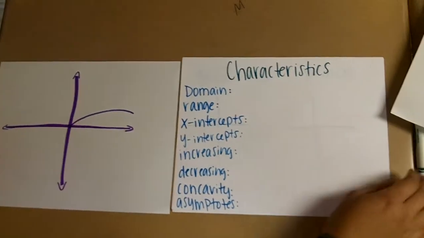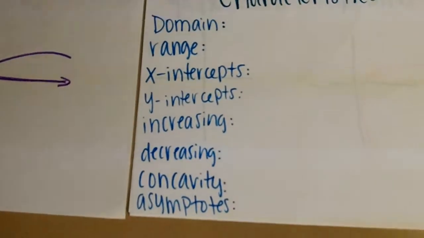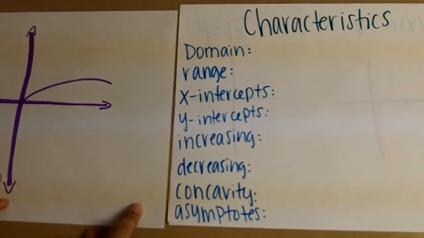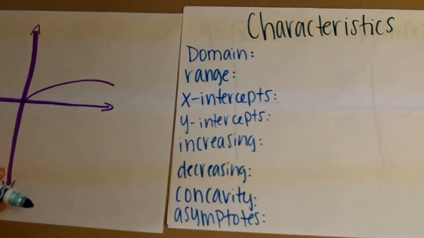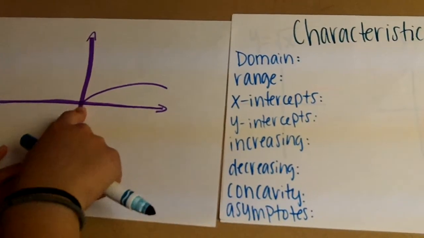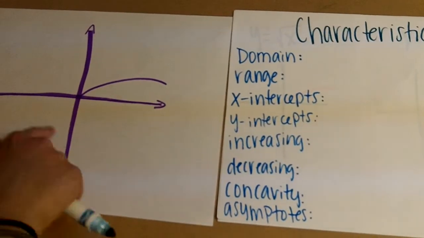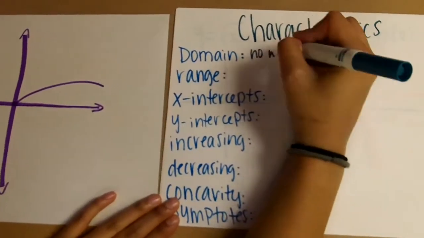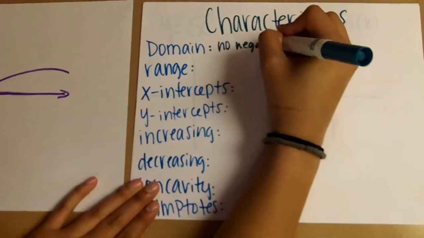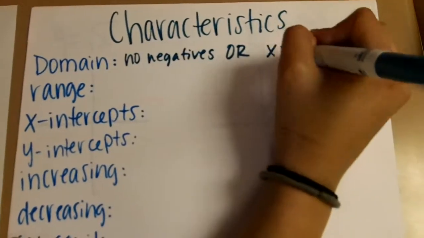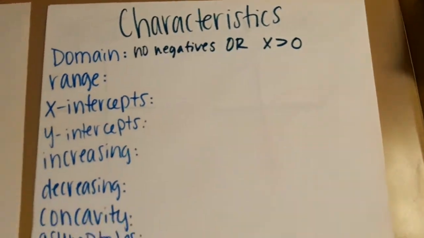And I want you to find the characteristics with me. In domain, by domain it's basically just asking you for the x. And if you notice, the graph never goes below 0 or to negatives. So you can write the domain as no negatives, or x has to be greater than 0.